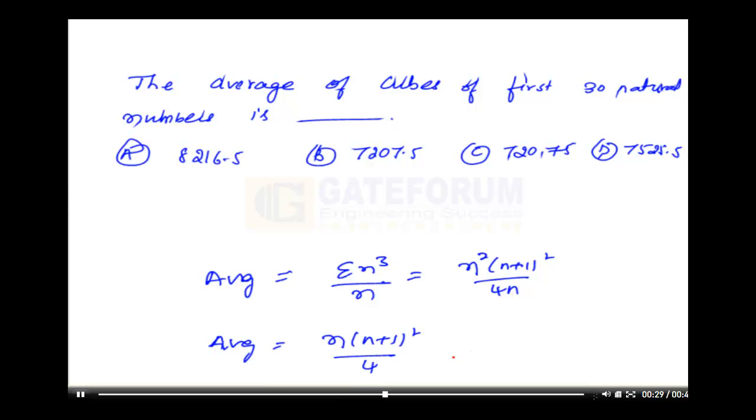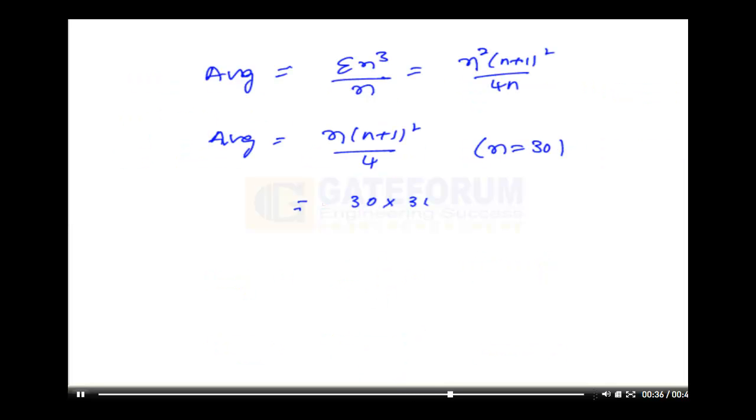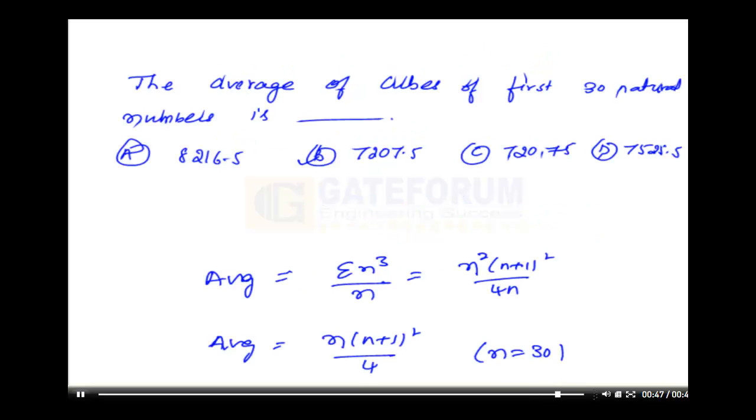Let us substitute the value of n, as we need the sum of the cubes of first 30 natural numbers. N is nothing but 30. Just substitute here. 30 into 31 square by 4, which will be 30 into 31 into 31 by 4. If we simplify, value will be 7207.5, which is option B.